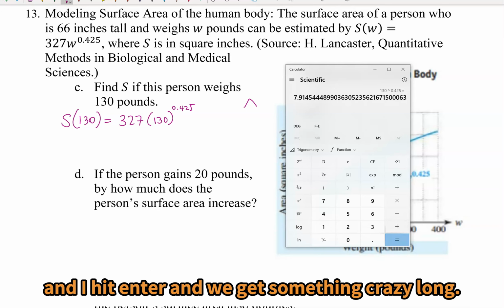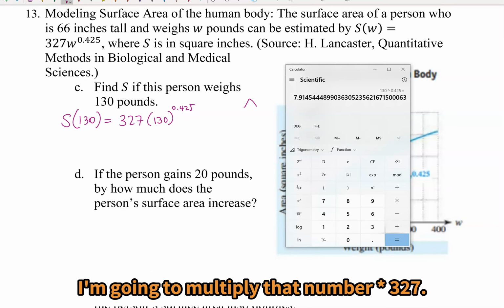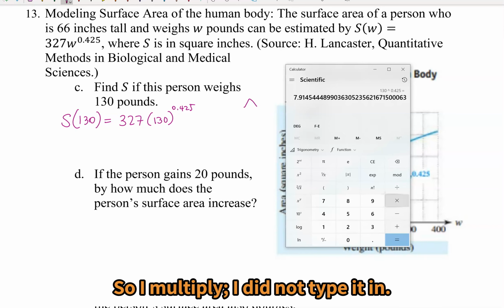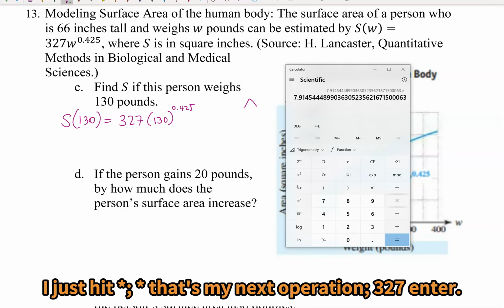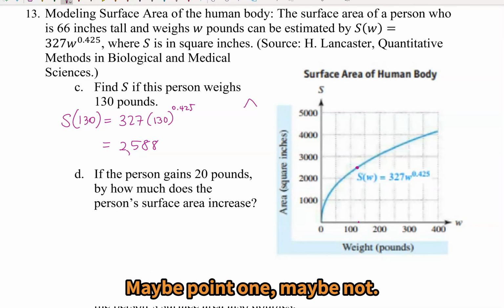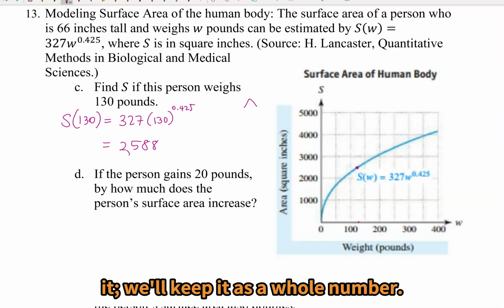And I hit enter, and we get something crazy long. I'm not going to write that down because I need that number. I'm going to multiply that number times 327. So this 7.9 is 130 to the power of 0.425. So I multiply. I did not type it in. I just hit multiply. Multiply, that's my next operation. 327. Enter. That's the answer I want. 2,588. Maybe 0.1, maybe not. There's no guidance on how to round it. We'll keep it as a whole number.